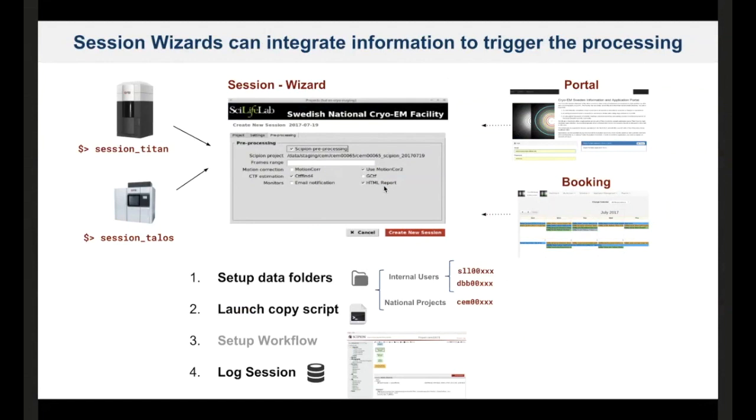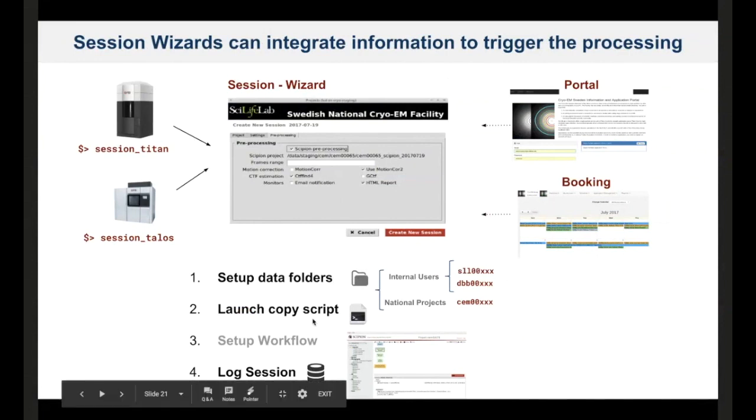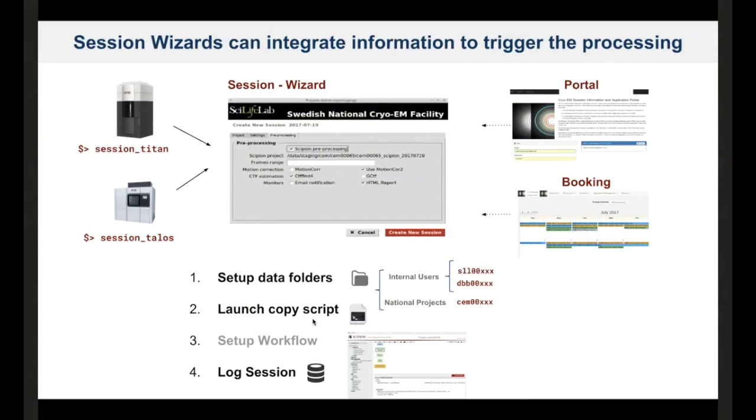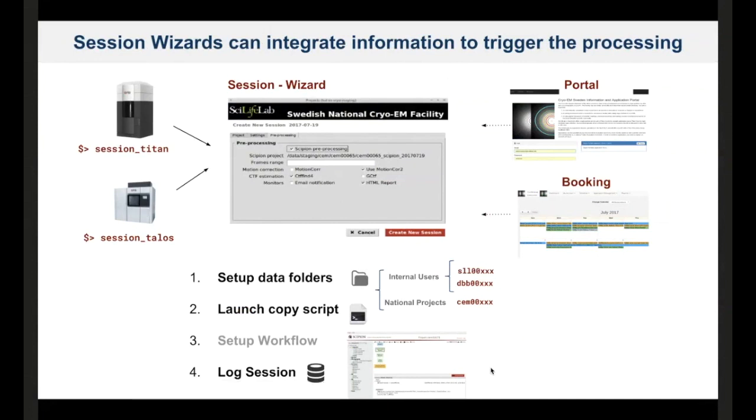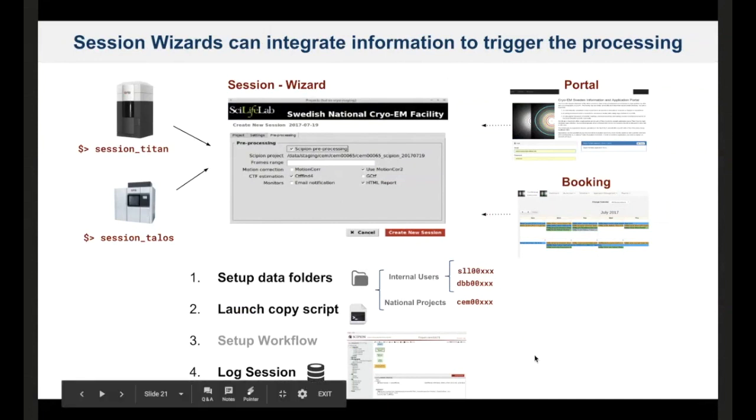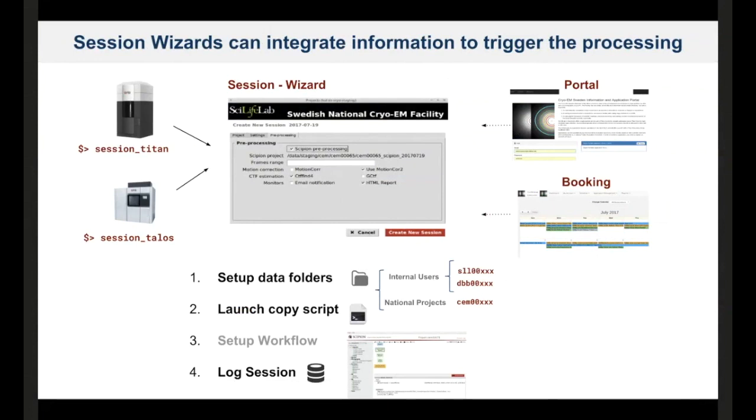And then this wizard is just a simple graphical interface that reads the information from these two sources, and then it will prepare the data organization, where the raw images should be stored and also the processing data, launch some copy script from the camera computer to the processing server, and then we are also logging this information of all the sessions. Right now, we are not doing any statistics or analysis on that, but we store the information and then we can extend all this functionality later.